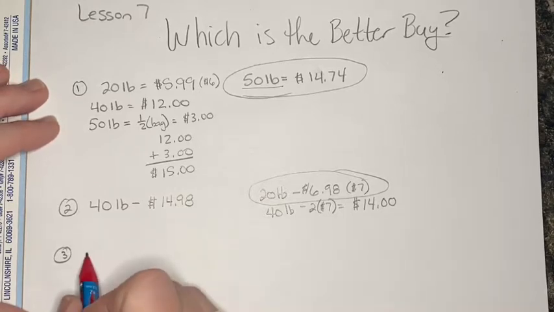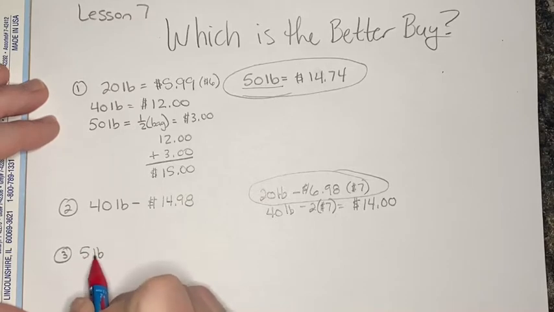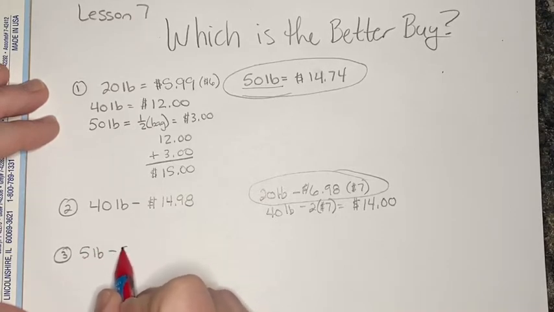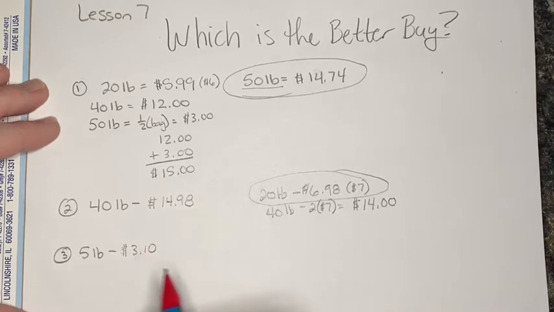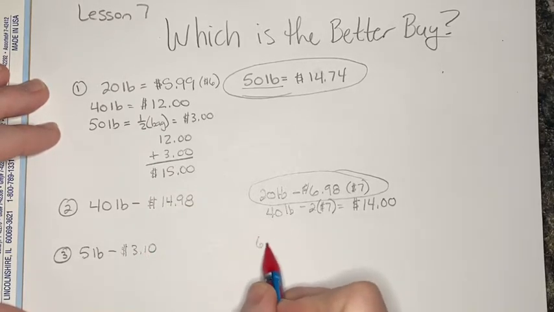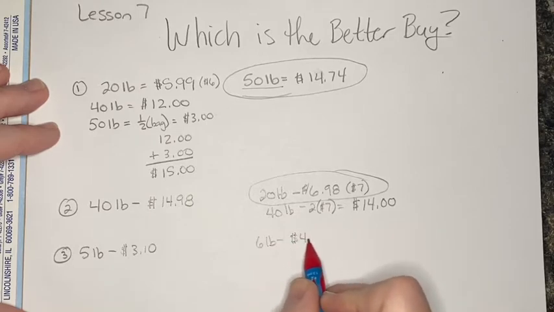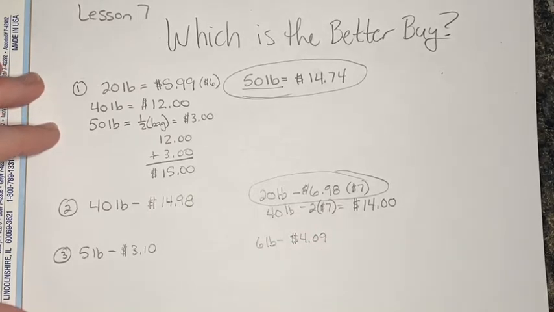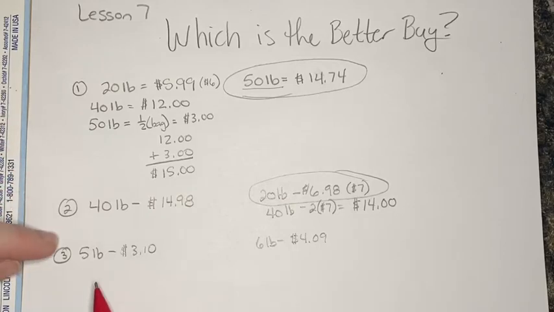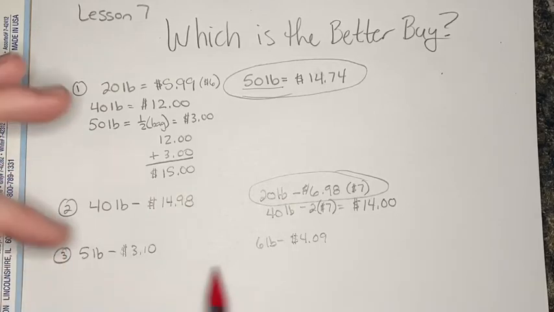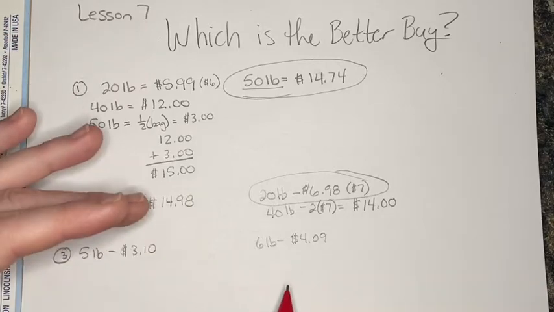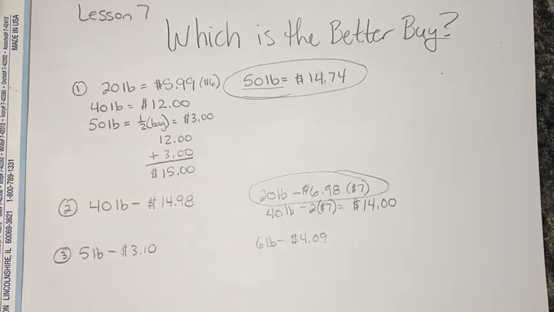Okay, a 5-pound bag of sunflower seeds costs $3.10. All right, the 6-pound bag costs $4.09. All right, which is the better price? Now here, because I can't just double the 5-pound bag to make 6 pounds or half the 6-pound bag to make 5, right? They don't work out that way.